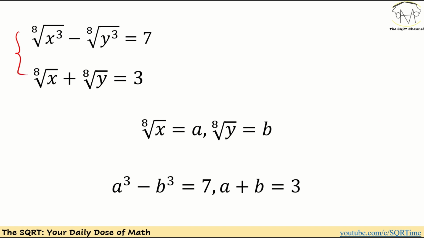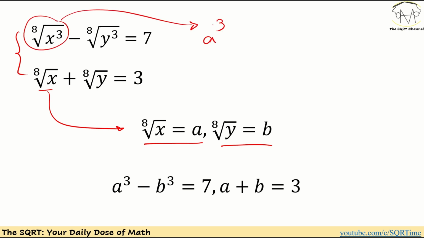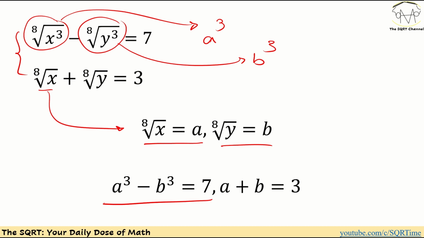Let's see what we have here. This is the 8th root of x, this is the 8th root of y, this is the 8th root of y to the power of 3, and similarly the 8th root of x to the power of 3. I'm going to use a for the first term here and then b for the second term. Obviously this term can be written as a cube, and similarly this term can be written as b cube. If we use the same approach, we are going to have a cube minus b cube is 7 and a plus b is 3. Now let's see how we are going to take it from here.